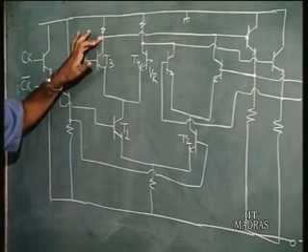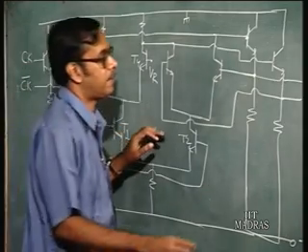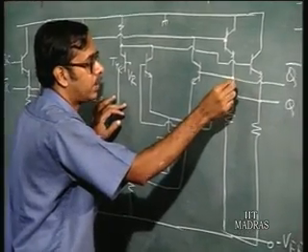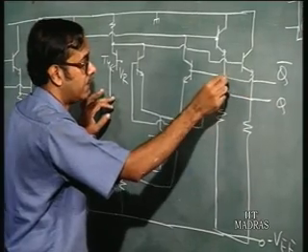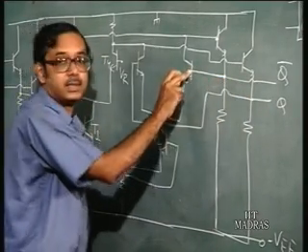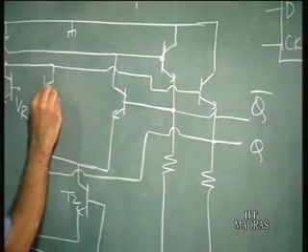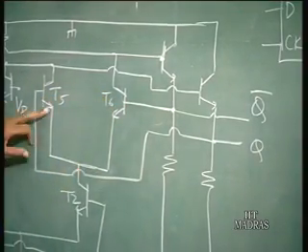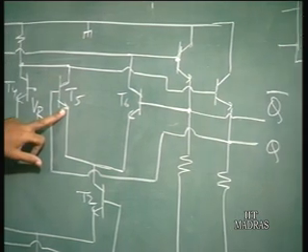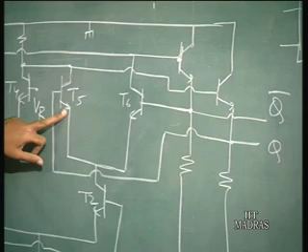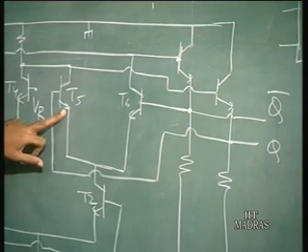The other thing which you notice is that this Q bar output is connected to the base of this transistor, which we call T6, and the Q output is connected to the base of T5. All right. Now, what happens?